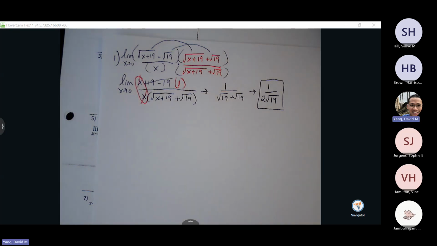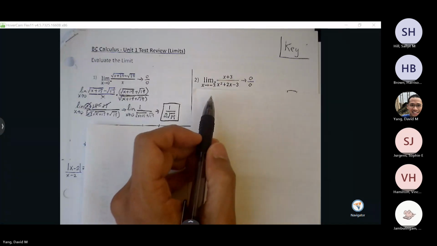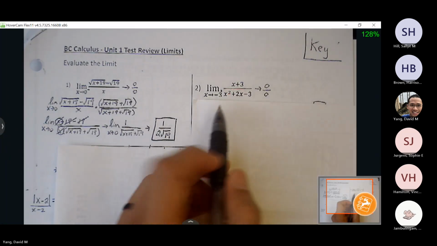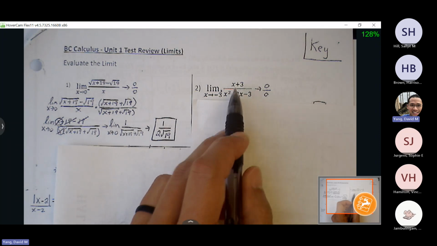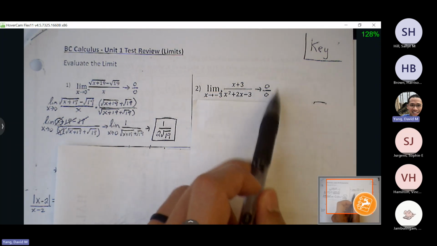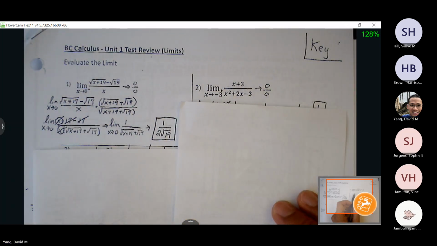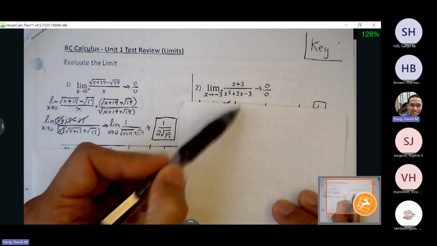Okay, number 2. Start off with direct substitution, because we're approaching a real number. Plugging -3 in for x, we get 0 over 0, which tells us that there's a hole. We can find the hole and remove it.